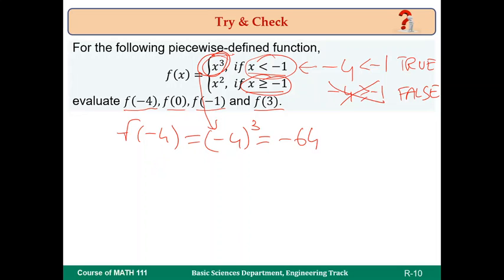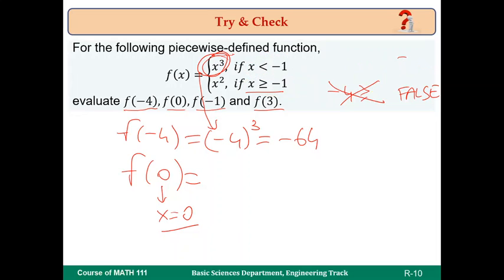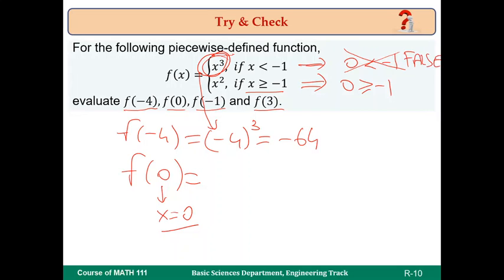Now for the other problem, we will do the same thing. F of 0. Now our input x is 0, so we check which condition applies here. Then you check the x here, 0. 0 is less than minus 1. 0 bigger than minus 1. So which one is true? This is false. 0 cannot be less than minus 1. False. And this 0 is bigger than or equal to minus 1. Yes, it's not equal, but it's bigger than. So in this case, it's true. So we use this formula. The formula is 0 squared, which is 0.